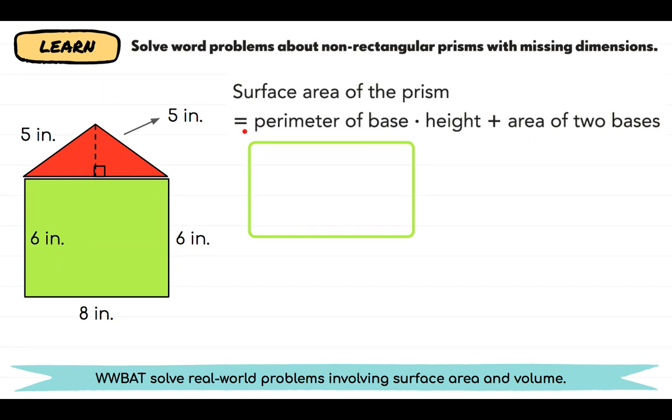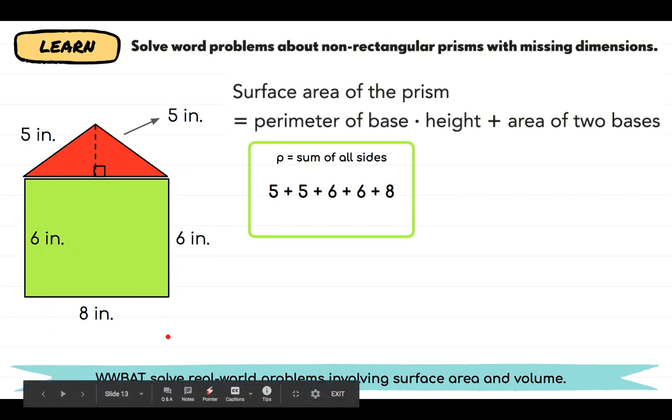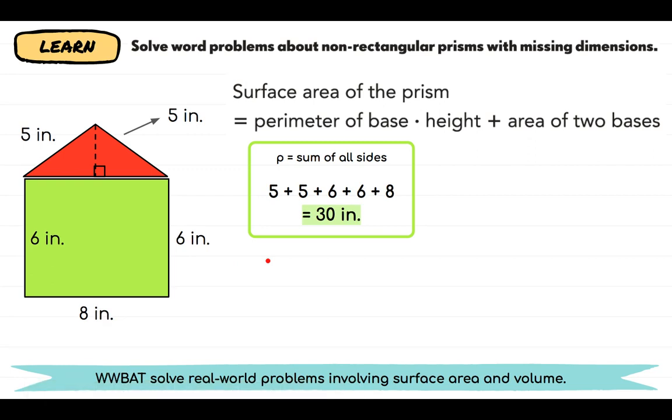So to find the perimeter, because perimeter is the sum of all sides, you can add 5 plus 5 plus 6 plus 6 plus 8 inches. So in total, I have 30 inches. Now, not only the perimeter, but we have to multiply that with the height. And from the previous question, we know that the height of this prism is 12 inches.